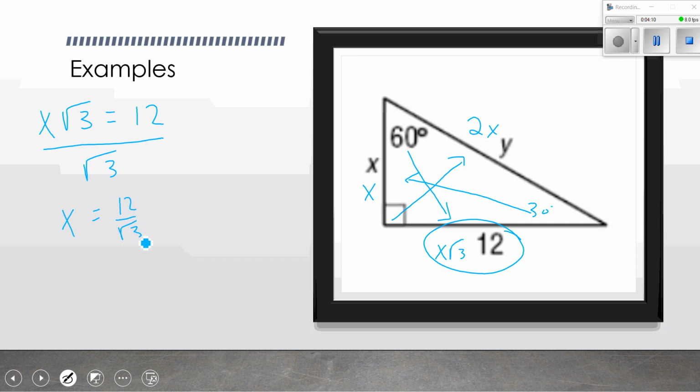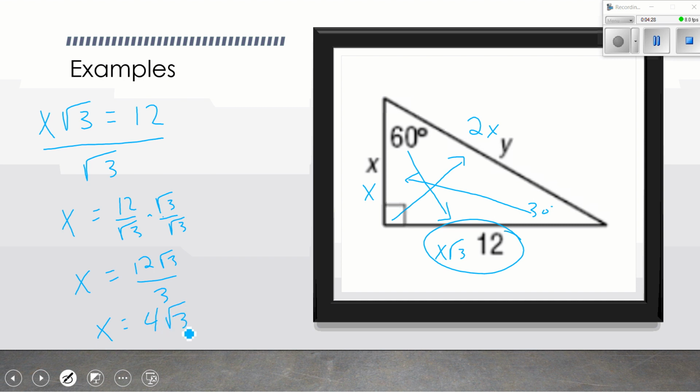But I don't like radicals in the denominator, so I'm going to rationalize it and multiply it by root 3 over root 3, which would turn into 12 root 3 over, root 3 times root 3 is 3. So x is equal to 4 root 3.